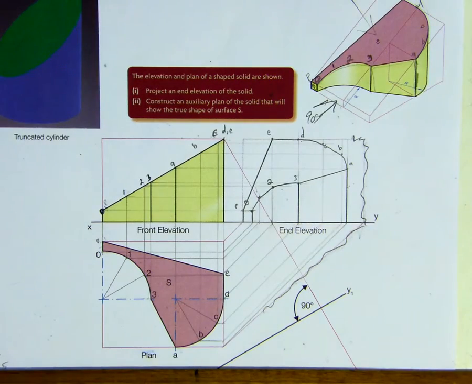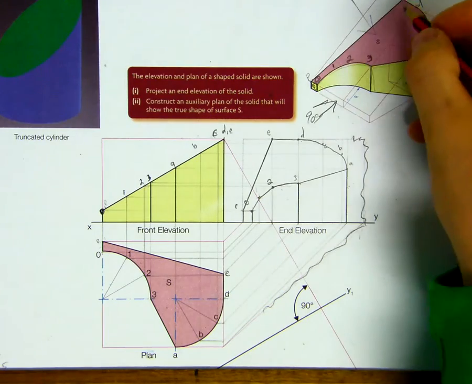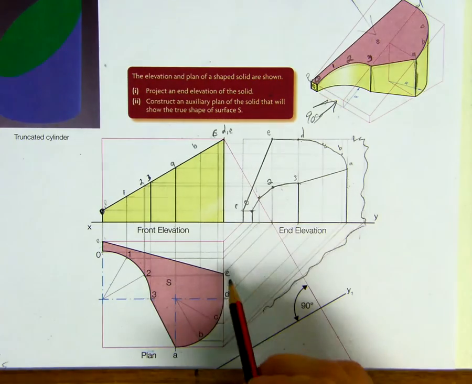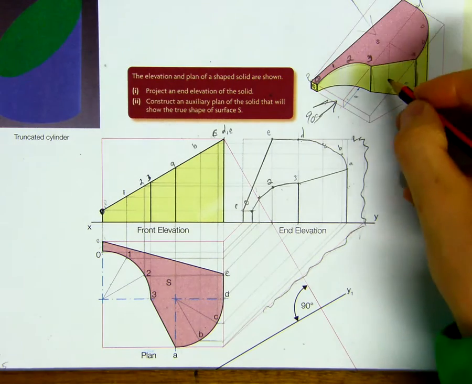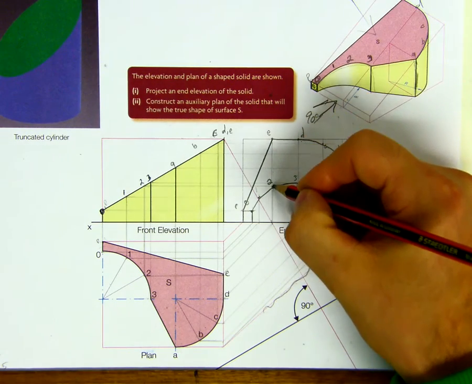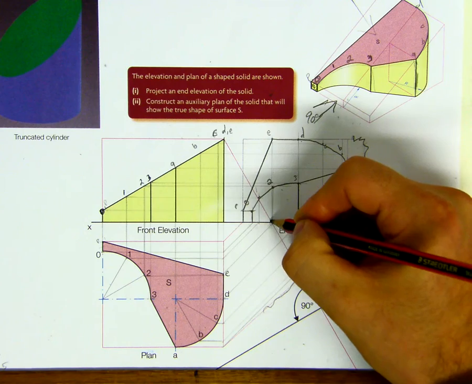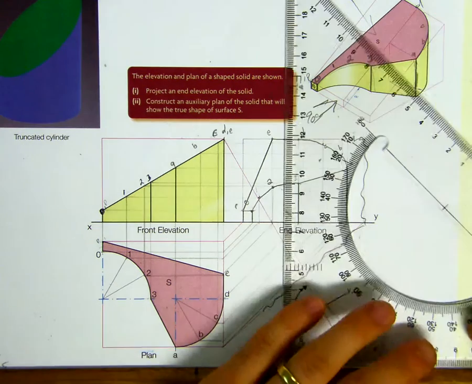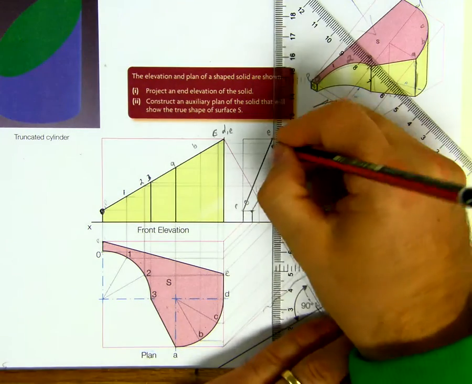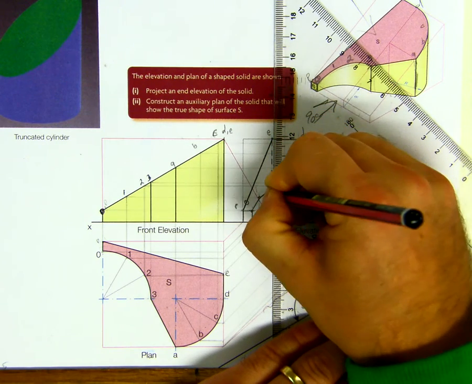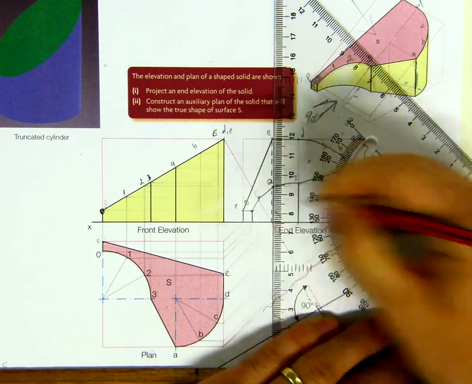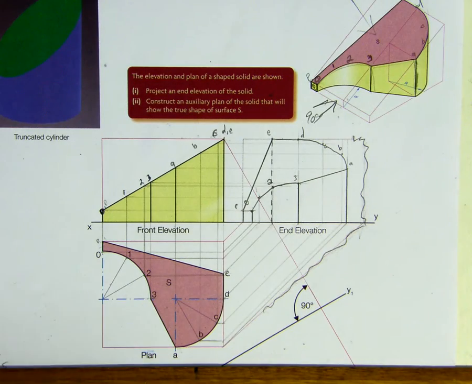Okay, do we have any hidden detail? We shouldn't. We have a back corner here that we could put in if we want. So there's a back corner here. E will go straight down at the back here. Okay, so we're going to put that in as hidden detail. So that is our end elevation finished.